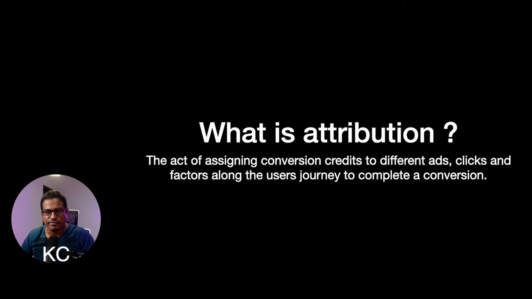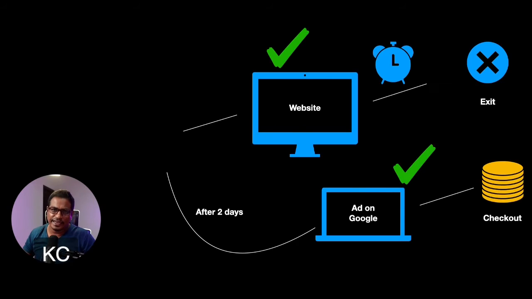What is attribution in the first place? Attribution is the act of assigning conversion credits to different ads, clicks, or other factors along the user's journey to complete a conversion. You have defined a conversion. A conversion can be a purchase, a sign up, visiting a page, or anything that you define it to be. You need to remember that there is something or someone who is responsible for making this conversion. Now, who do you want to credit is what attribution speaks about. So let's get a little deeper.